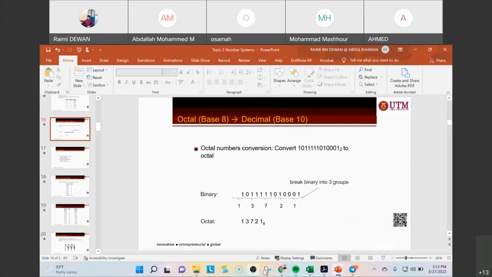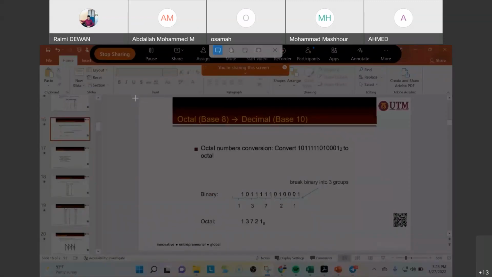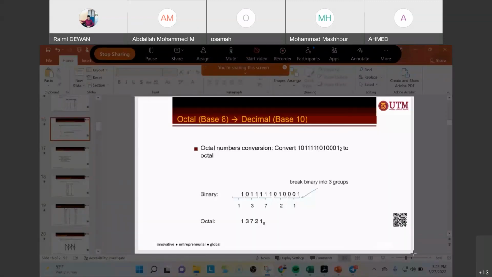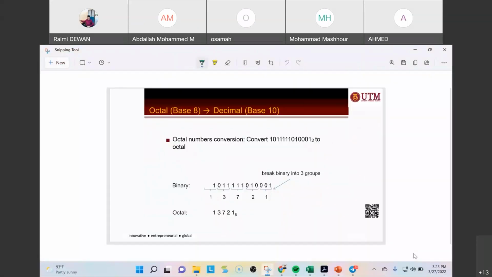So for the binary, again, we want to see the logic. I try to help you understand the logic. Hopefully you are able to appreciate why we need to divide by 3, why we need to divide by 4.